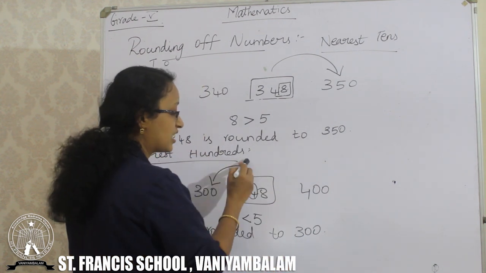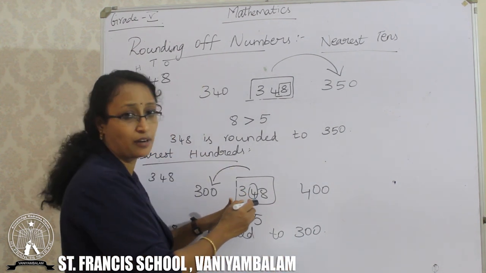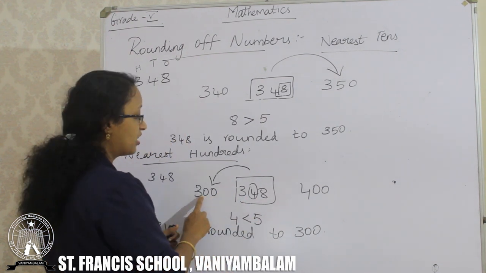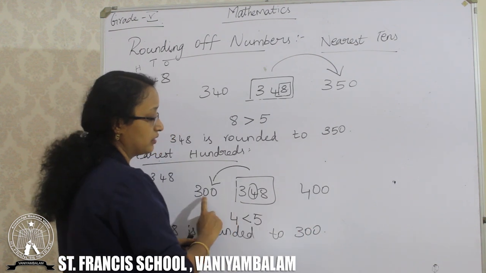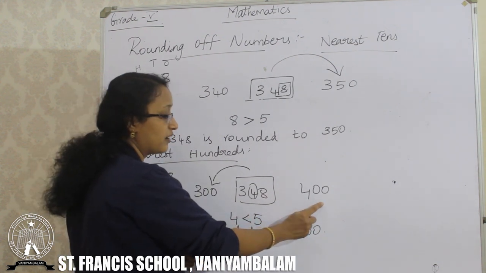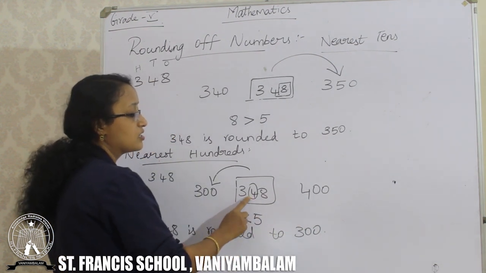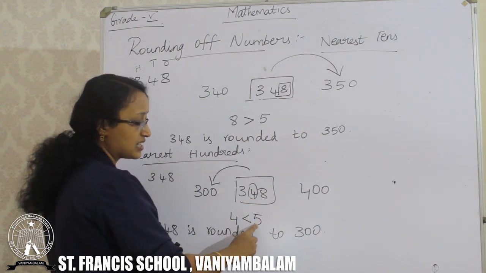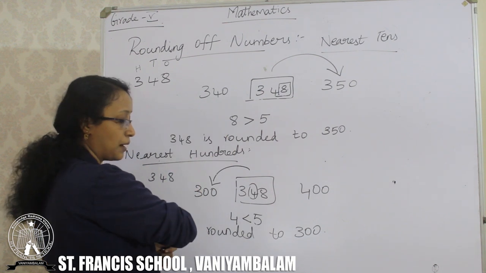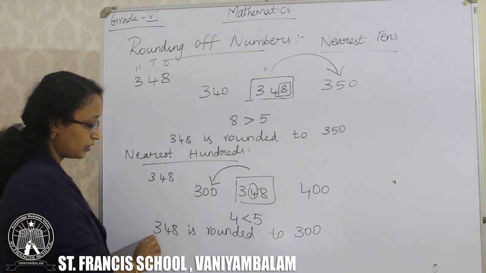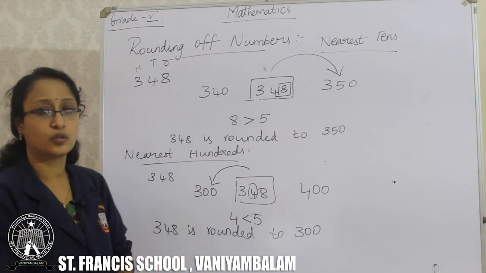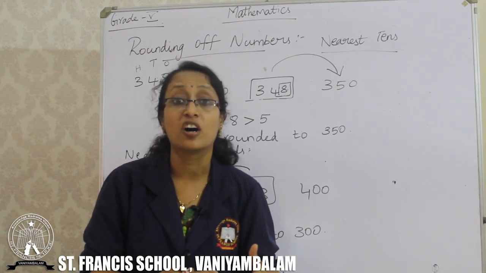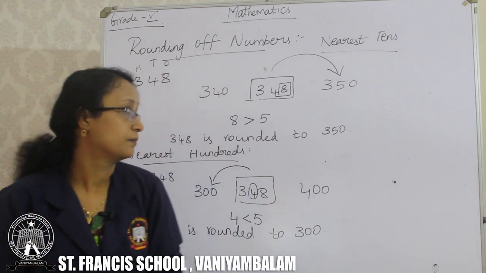So, if it is nearest 100, that means you have to check the tens place digit. Right? So 348 lies between 300 and 400. Check the tens place digit. 4. 4 is less than 5. So you have to come backward. 348 is rounded to 300. Got it? So, let's see one more problem for nearest 1000.